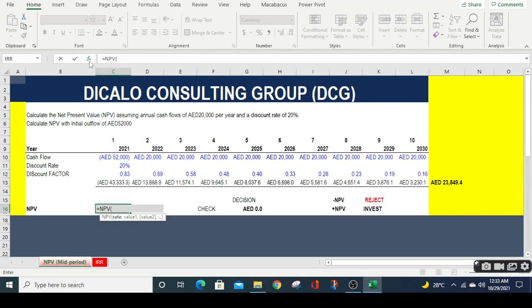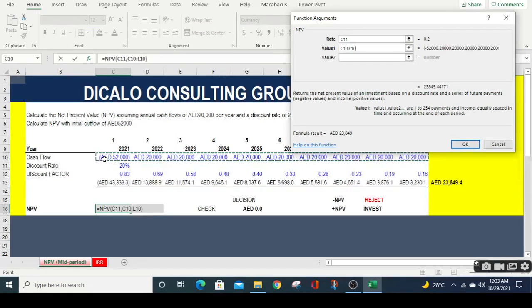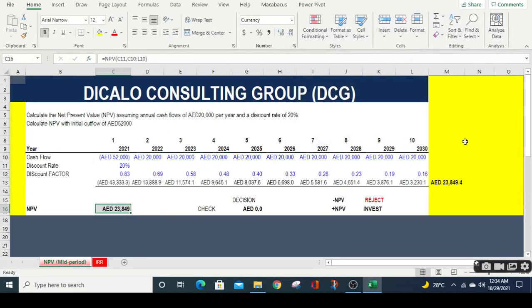You click on FX, and then you choose the rate, and then you click on value 2, where you simply select all the cash flows, both inflow and outflow. Those are the cash flows which have not yet been discounted. Then you press OK, and automatically you get your net present value within just about 30 seconds.